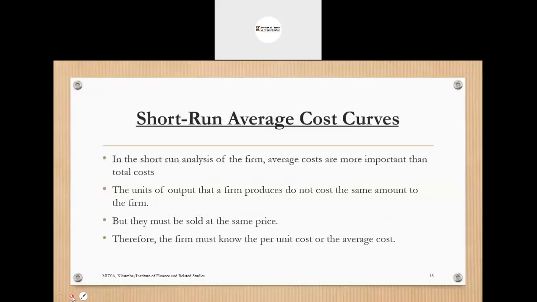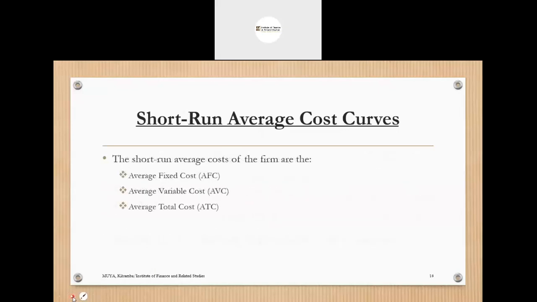Let's now turn our attention to short-run average cost curves. In the short-run analysis of a farm, we find that average costs are more important than total costs. The unit of output that a farm produces may not cost the same, even though they are sold at the same prices. It is therefore important that a farm is able to know what the average cost is. This short-run average cost of the farm would include average fixed costs, average variable costs, and average total cost.